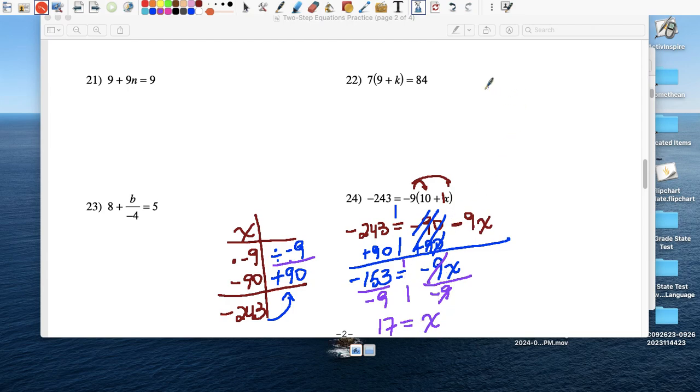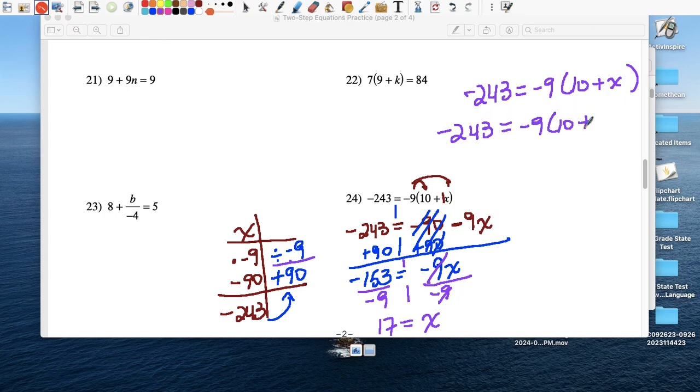Let's double check. We have to go back to our original equation. Negative 9, 10 plus x. Right? So that's my original equation. I'm going to leave this one, and I'm going to write 243 equals negative 9 parentheses 10 plus, and instead of the x, I'm going to write the number we found, which is 17. That's what substitution is. You remove the variable, and you replace it with the value that we found.